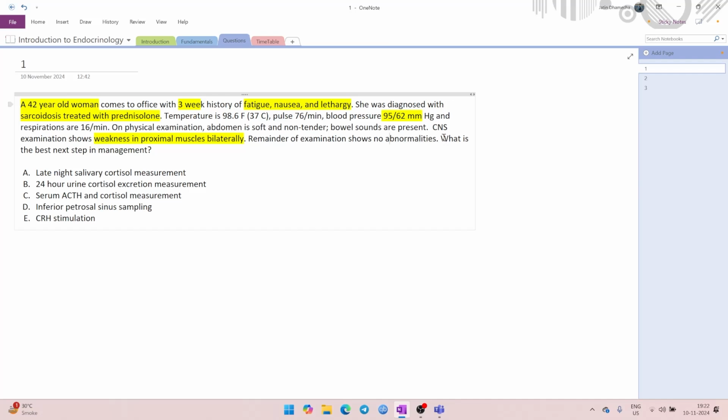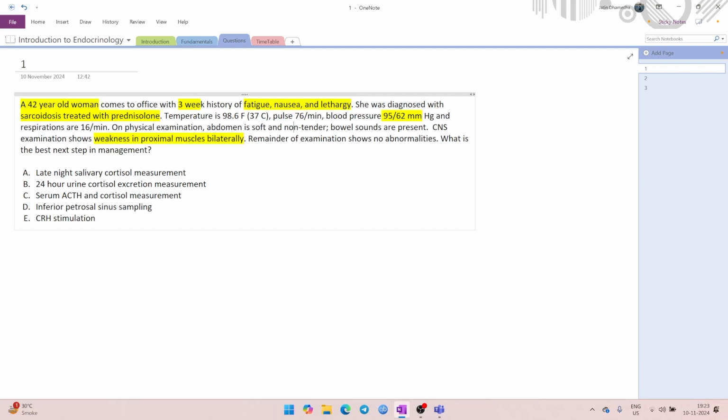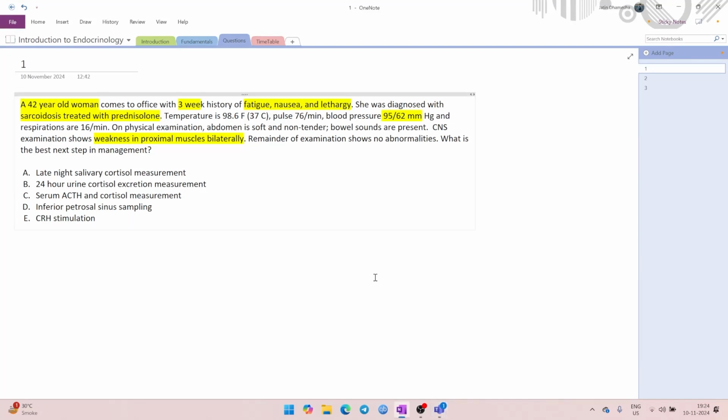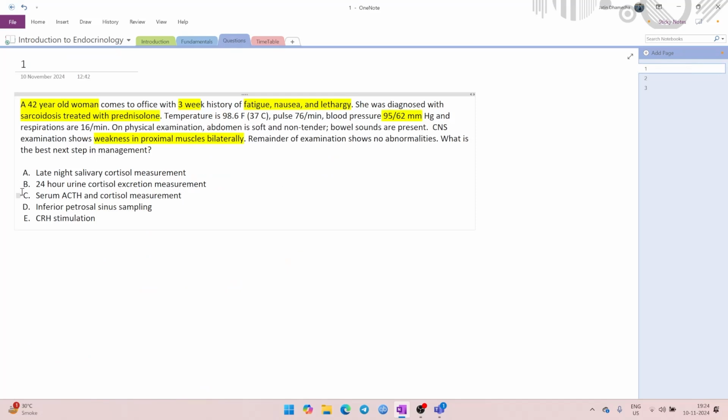Second, what would be your diagnostic modality for this patient? What is your next best step? So these are our options: late night salivary cortisol, 24-hour urinary cortisol, serum ACTH and cortisol, inferior petrosal sinus sampling, and CRH stimulation. Okay, so Jenny says it's E, CRH stimulation test. Niyati, yes, C is the right answer in this question. Why it is the answer, we will get to it when we go through the theory. But the answer to this question is C, serum ACTH and cortisol measurement.